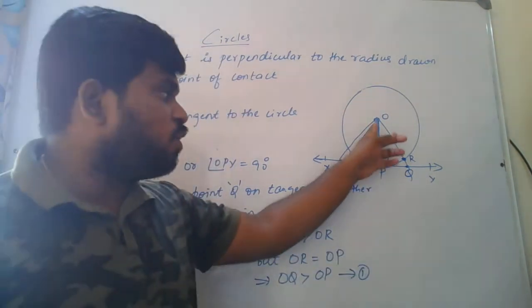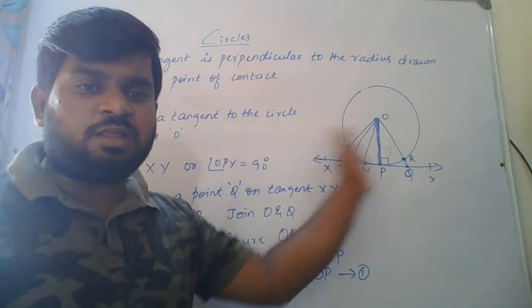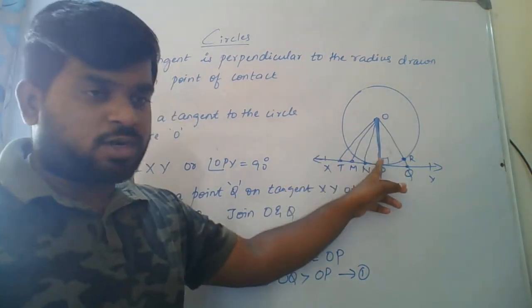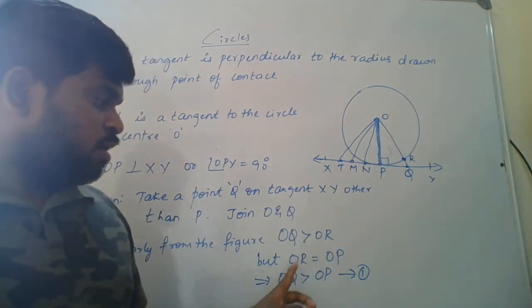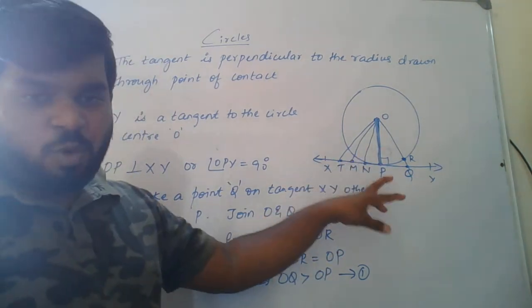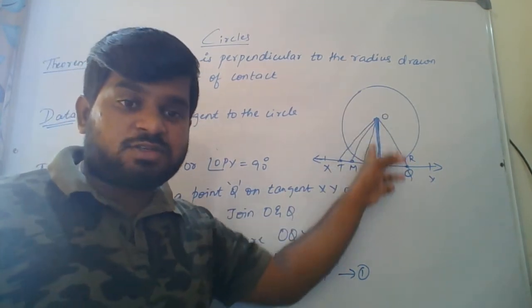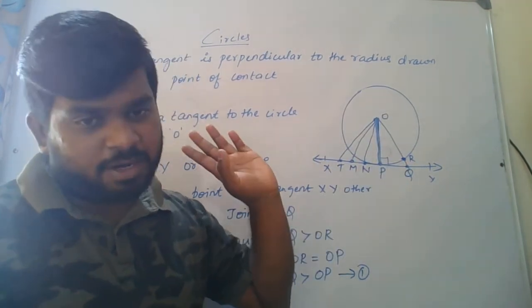Okay, how did I get to know what is the shortest? I compared with all other things. By comparing, I clearly got to know that this is the shortest. I compared this and this. OQ was greater. I compared OP and OM. OM was greater. This is always the shortest. If this is always the shortest, then it has to be a perpendicular line.